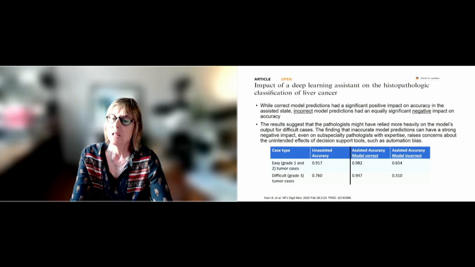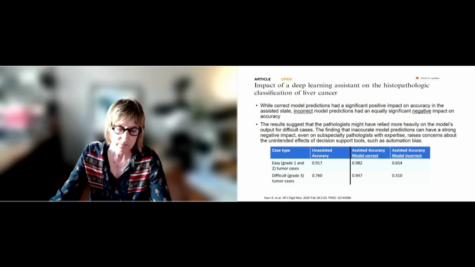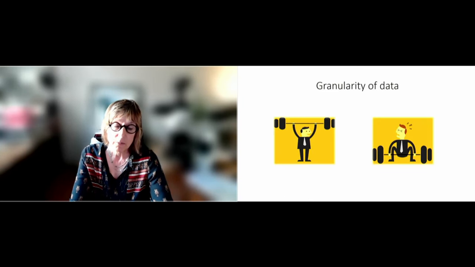The results suggest that pathologists might have relied more heavily on a model's output for difficult cases, finding that inaccurate model predictions can have a strong negative impact, even on subspecialty pathologists with expertise, raises concerns about the unintended effects of decision support tools, such as, quote, automation bias. Next slide. So in summary, specifically with regard to algorithm functionality and validation, analyzing the data in granular detail would be a strength. Not doing so would be dangerous and a weakness.